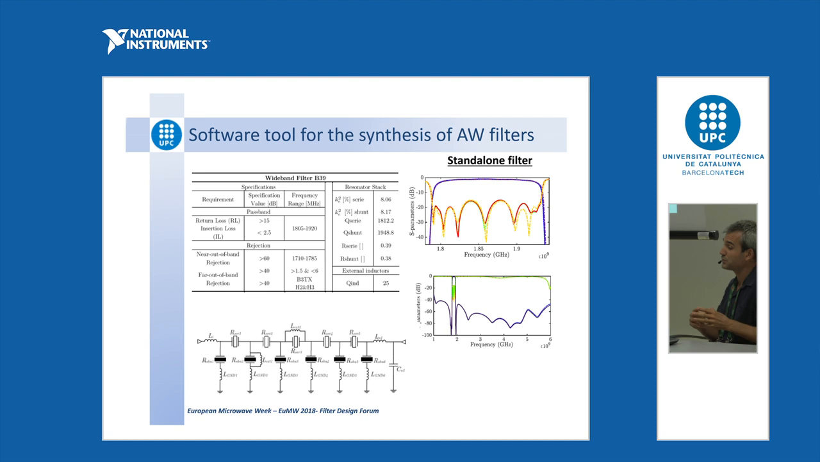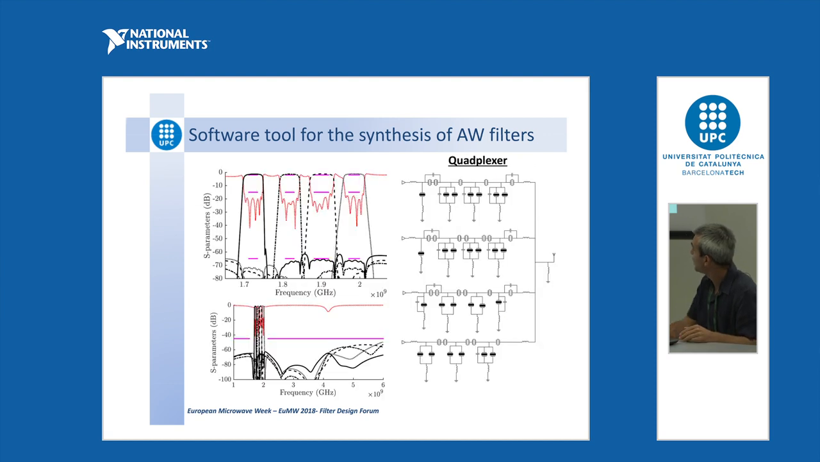And sometimes to create those filter responses using a ladder configuration, you need a very high order filter. You can see here that this filter is an order 11, so it has 11 resonators. And here we show the response of the characteristic polynomials along with also the response of the AWR circuit model of those resonators, right? And as we said, we can use that tool or that formulation to create multiplexers, and that's the example that we show here.